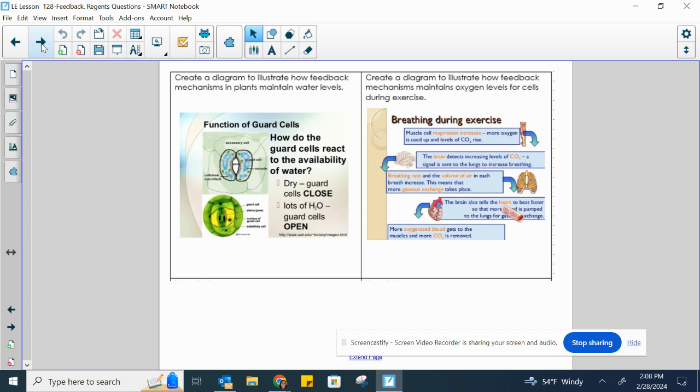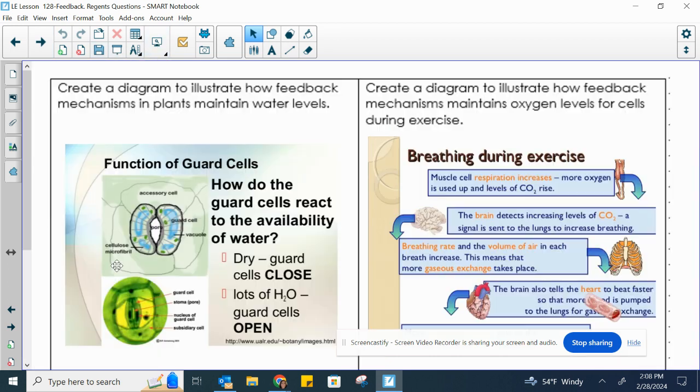On the next example, create a diagram to illustrate how feedback mechanisms maintain oxygen levels for cells. So if we increase our exercise, our respiratory rates will increase. So our carbon dioxide levels are going to increase.